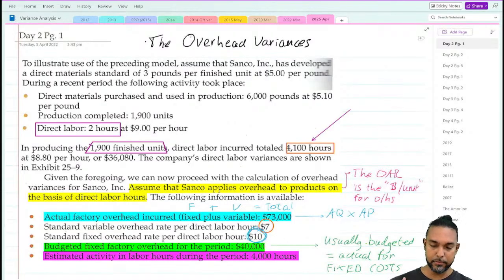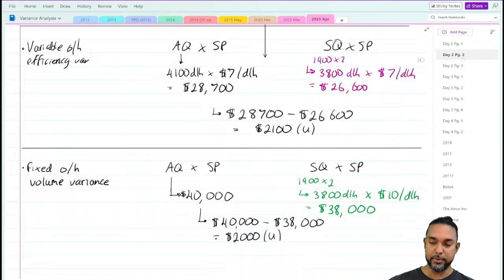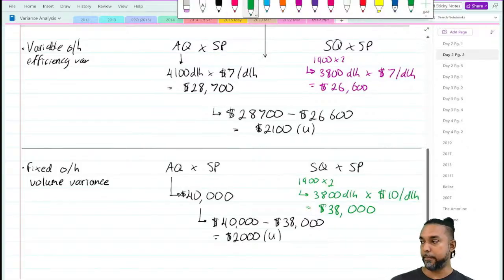So let me backtrack a little bit. Sorry, I hope I didn't confuse anybody. Again, we're using standard, so the standard quantity by standard price. For the fixed overheads, it was $10 now, and the standard quantity of labor hours. We actually used 4,100 labor hours, but the standard quantity was 3,800 because it was 2 hours as the standard, and we actually did 1,900 units. That'll give us 3,800 DLH. So 3,800 by 10 is 38,000, comparing that to the actual overheads. So yeah, that's the fixed overhead volume variance, that one there.